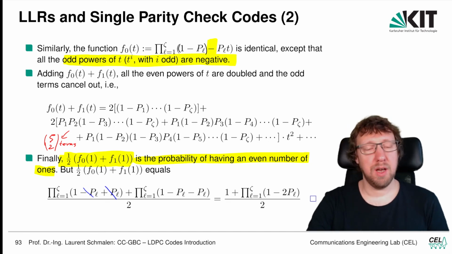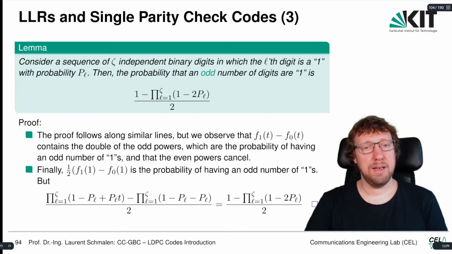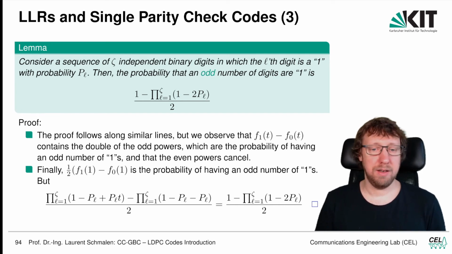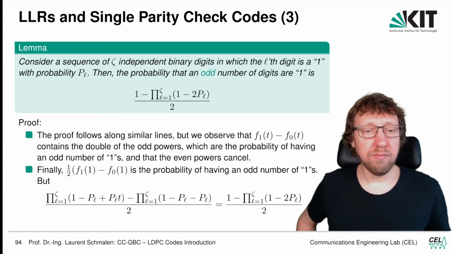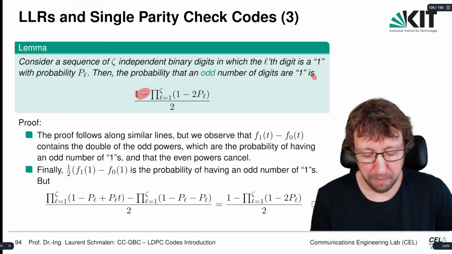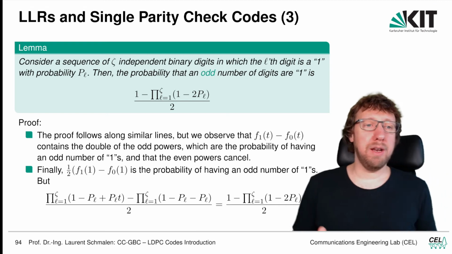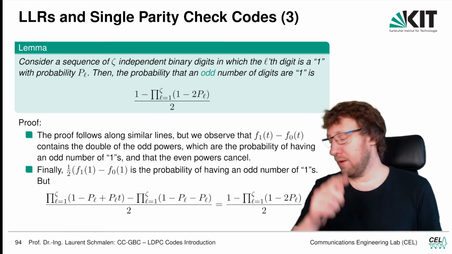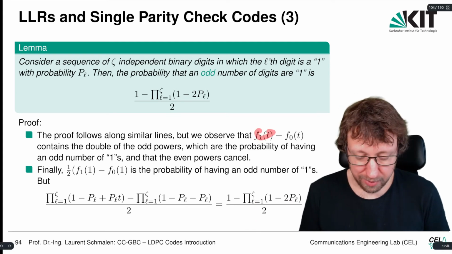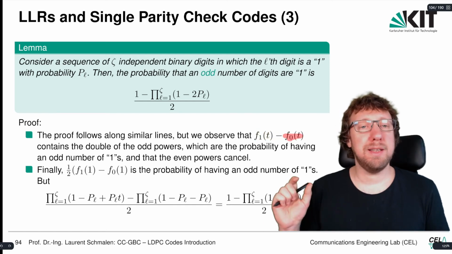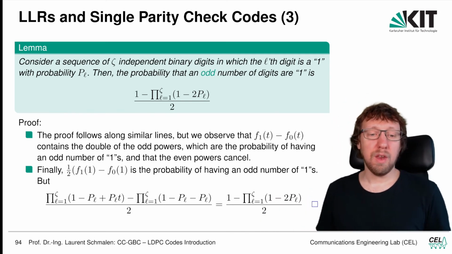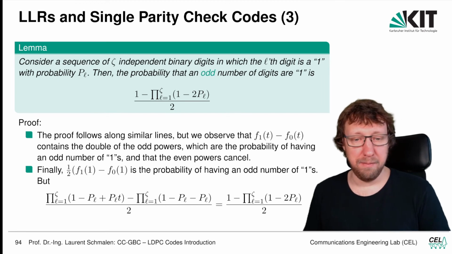All right. So next we can take a look at the case when we want an odd number of ones in the sequence. That's a simple corollary of this proof. So the probability that we have an odd number of ones in the sequence is just 1 minus the expression. Either you can see it as a corollary of the previous lemma by calculating 1 minus this expression, or you can prove it along the same lines, but you calculate f1 of t minus f0 of t, because then the even terms will cancel and you will just be left with the odd terms. And then you can do the same simplification again.